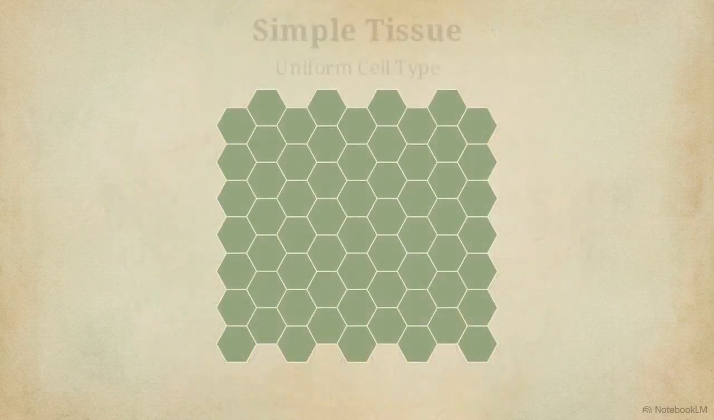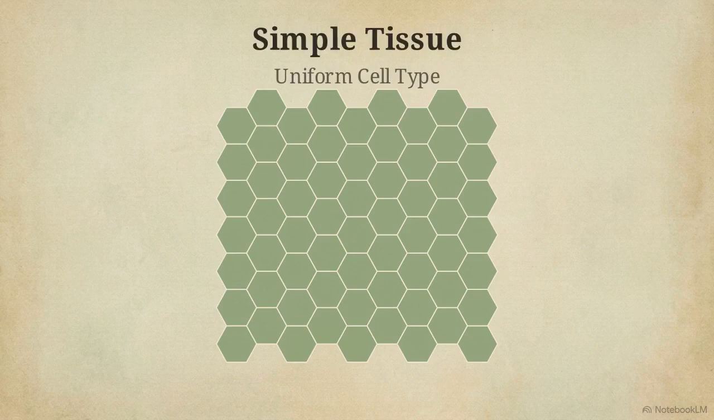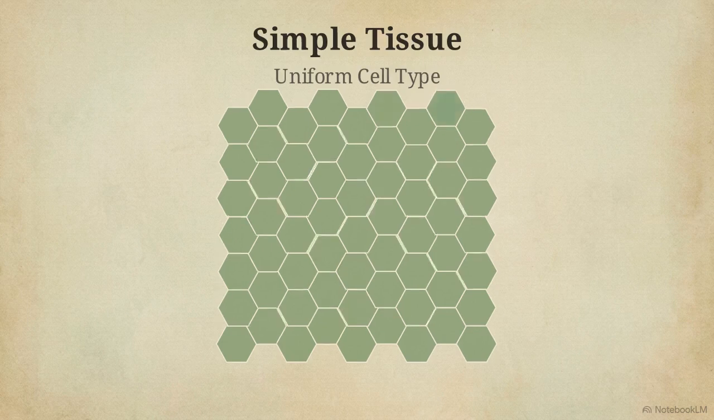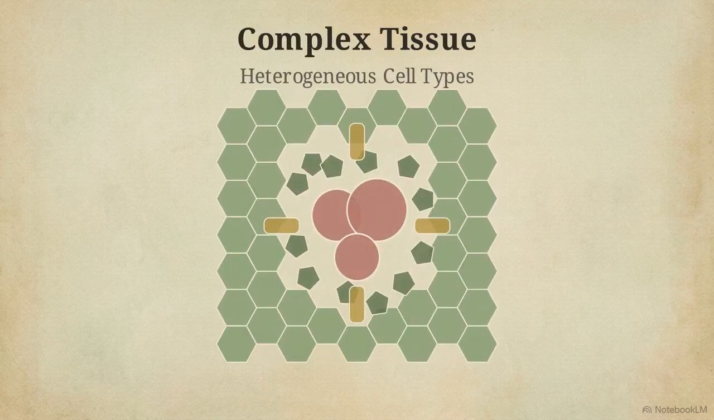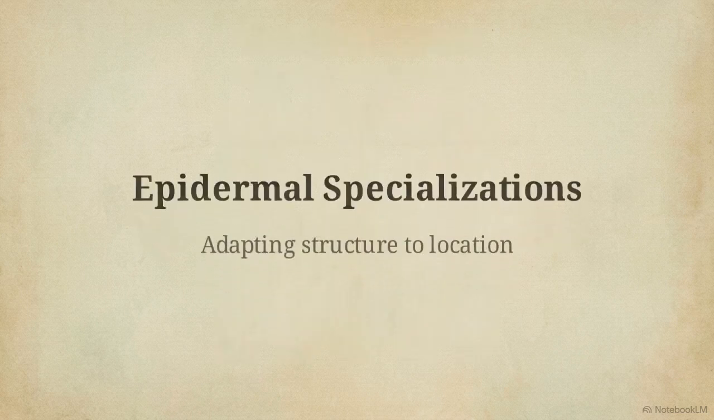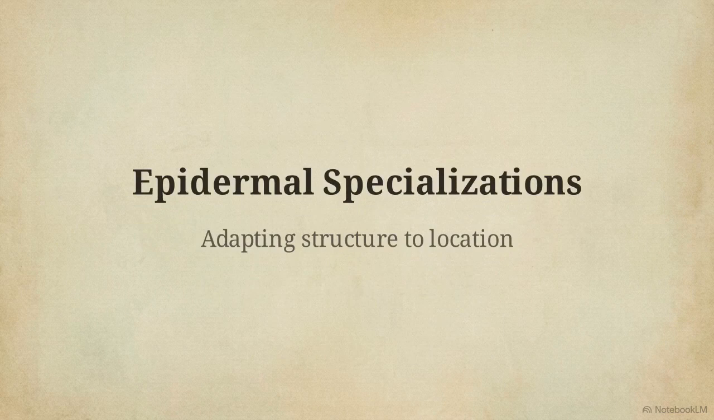To analyze these blueprints, we first need to identify the building materials. Simple tissues, like parenchyma and collenchyma, consist of only one cell type. Complex tissues, like the xylem and phloem transport networks, are heterogeneous, built from multiple cell types working together. Even the outer layer, the epidermis, adapts its cellular structure to its location.